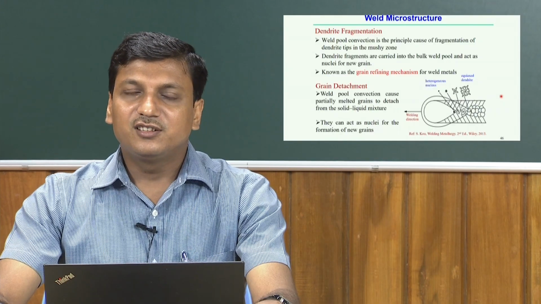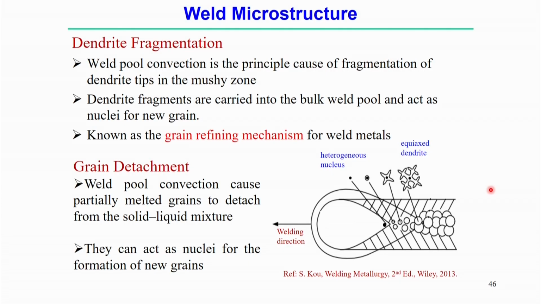Here you can see that again the whirlpool convection causes partially melted grains to detach from the solid-liquid interface, and again they can act as nuclei for the formation of new grains. So, if you look at the figure, heterogeneous nucleation starts here, and the mechanism for the equi-X dendritic structure, the mossy zone, and from there promotes the heterogeneous nucleation process with respect to the welding direction.